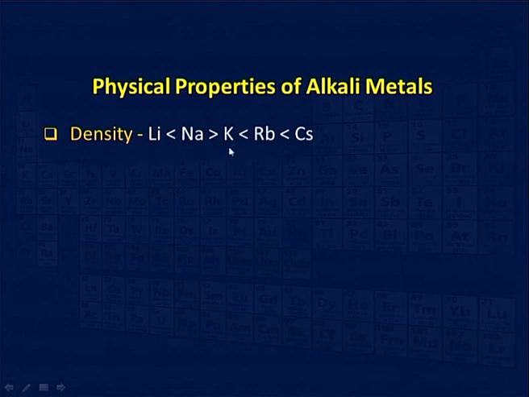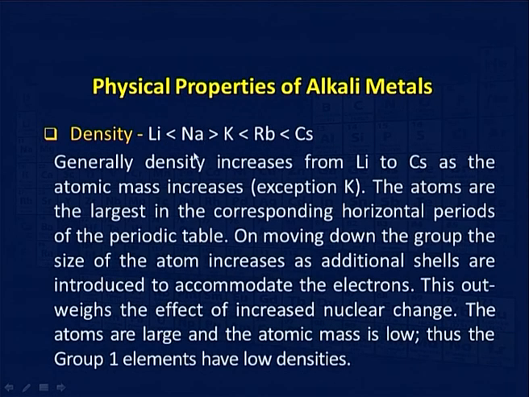So lithium, sodium, then potassium is slightly denser than sodium, followed by rubidium and cesium. This is again the slight change here, otherwise it generally follows this trend. Generally the density increases from lithium to cesium as the atomic mass increases, with the exception of K. I told you there are always exceptions everywhere in this universe, and chemistry is no exception to that.